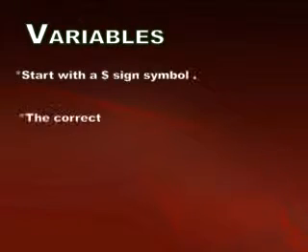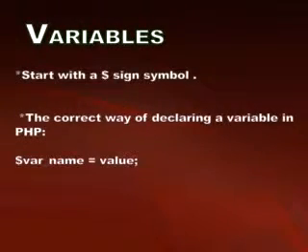Variables are used for storing values like strings. When a variable is declared, it can be used over and over again in the script. All variables in PHP start with the $ sign. The correct way of declaring a variable in PHP is $var_name = value. PHP programmers often forget to put the $ sign at the beginning of the variable. In that case, it will not work.